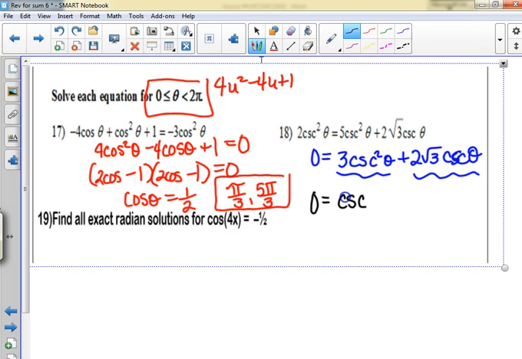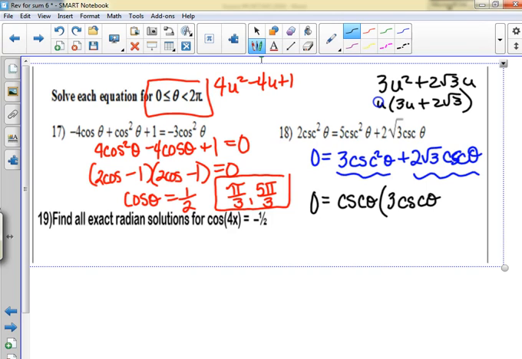If I take out a cosecant of theta, what will be left? Don't tell me 2 cosecant squareds. Mr. Bruzo's class may have told me that when I was helping them review this question. When you take out a cosecant, you divide it out, so I'll have 3 cosecant, yes? Okay, guys, it says 3u squared plus 2 square roots of 3u, right? If you take a u out, you still have a 3u plus 2 square roots of 3.